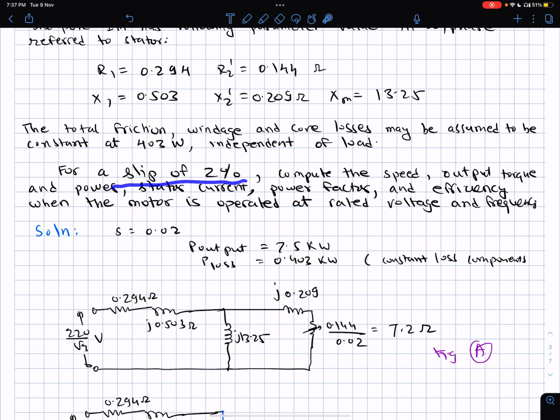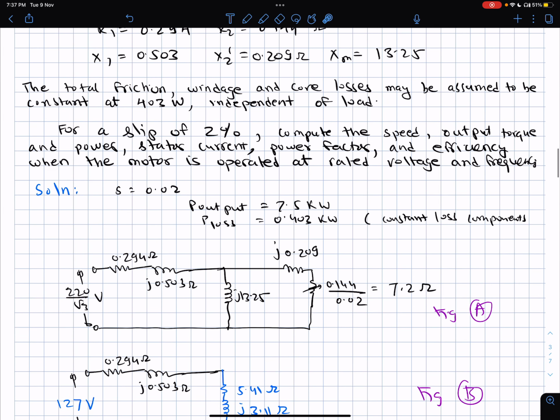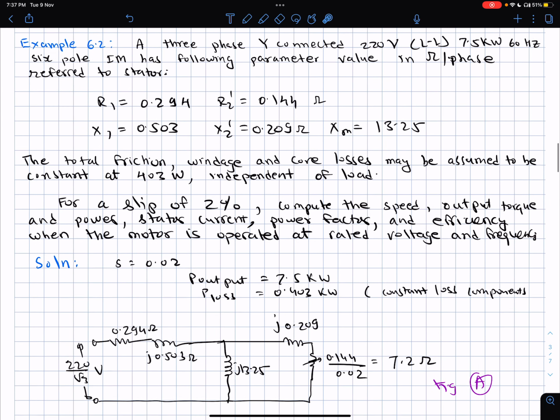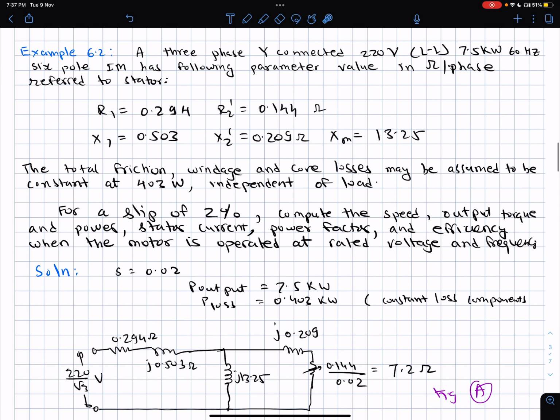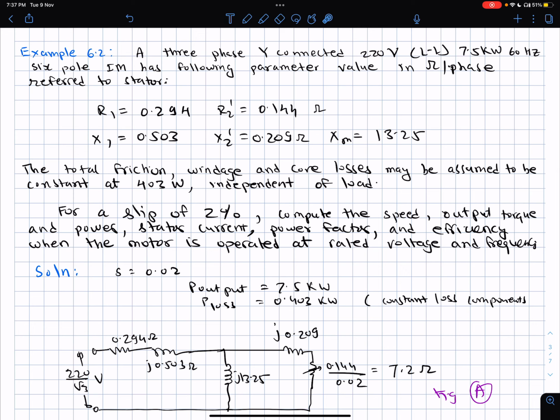For a slip of 2%, compute the speed, output torque and power, stator current, power factor and efficiency when the motor is operated at rated voltage and frequency. So the slip is first of all given here as 0.02. Now let us see what all is given to us.